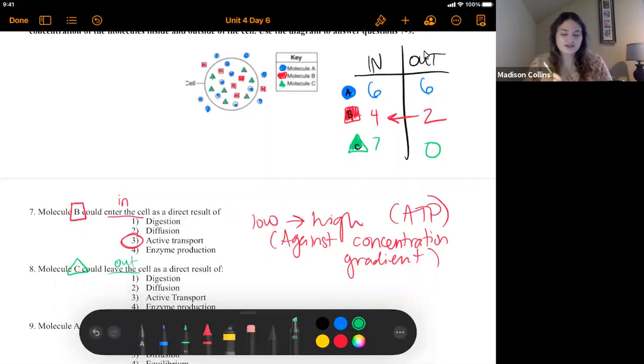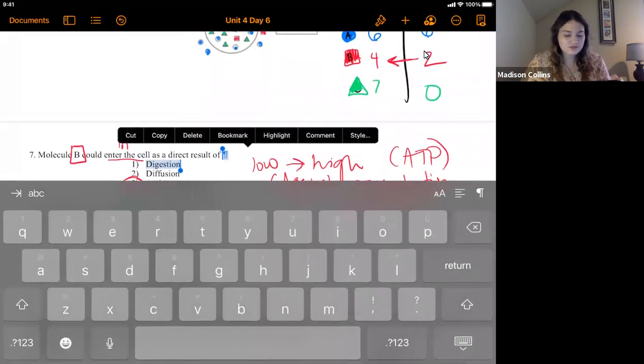All right, number 8, molecule C, which is our triangle, could leave the cell, so go out, as a direct result of what? So we have 7 molecules of molecule C inside and 0, oh no, what happened?